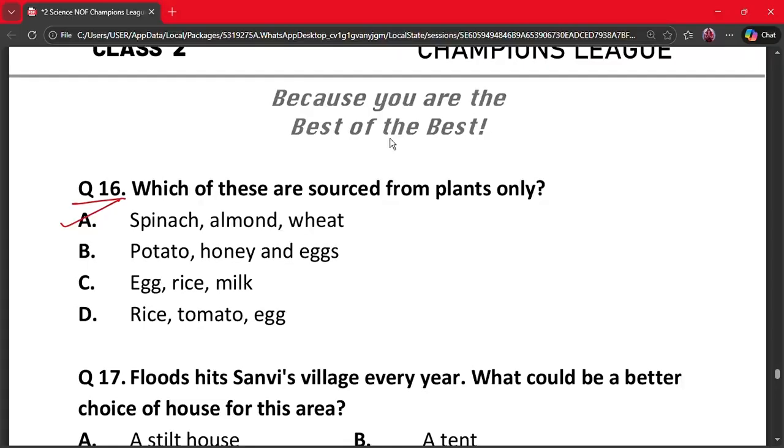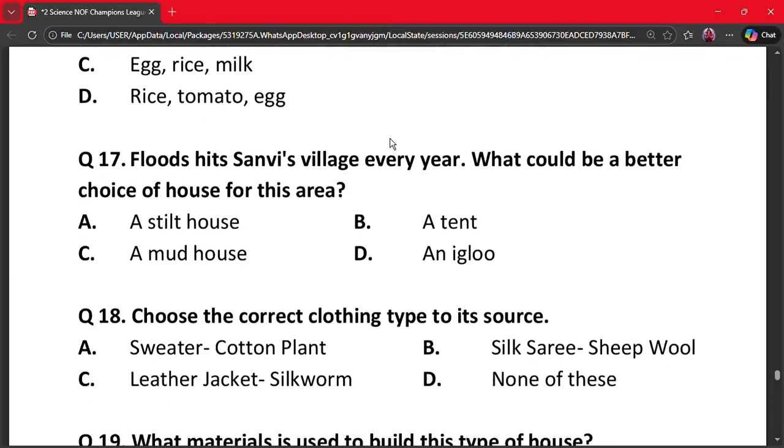Spinach, almond and wheat. Our next question is question 17. Floods hit Sanvi's village every year. What could be a better choice of house for this area? A. A stilt house. B. A tent. C. A mud house. And D. An igloo. The correct answer is option A, a stilt house. Stilt houses are built on raised platforms. This helps keep homes safe during floods. Therefore, option A is correct.